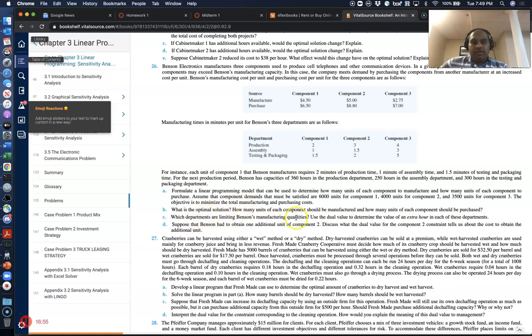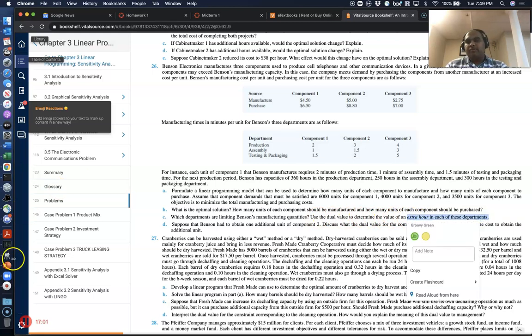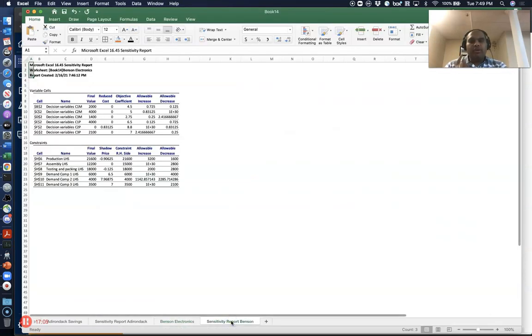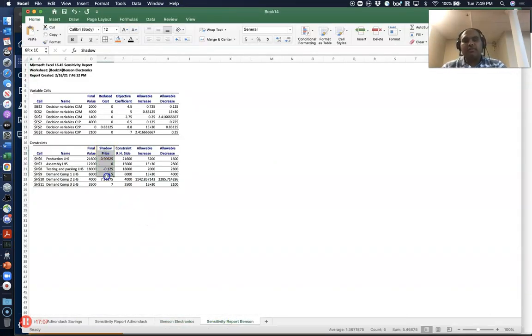Now, which departments are limiting? Use the dual value to determine the value of an extra hour in each of these departments. So this is interesting to understand. If you look at the report, dual value is just another name for shadow price. Shadow price, dual value, they mean the same thing. So if you look at these two constraints here, these are the two shadow prices that we have, right? This shadow price here is negative 0.9 and this shadow price is negative 0.12.